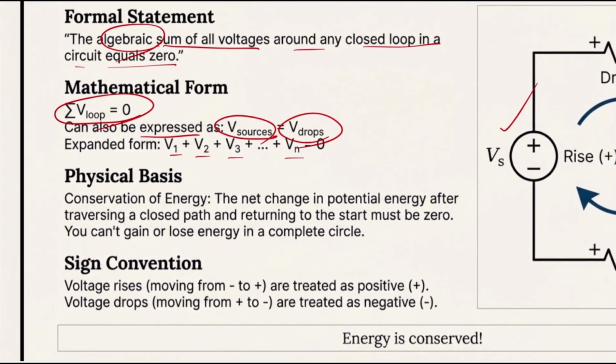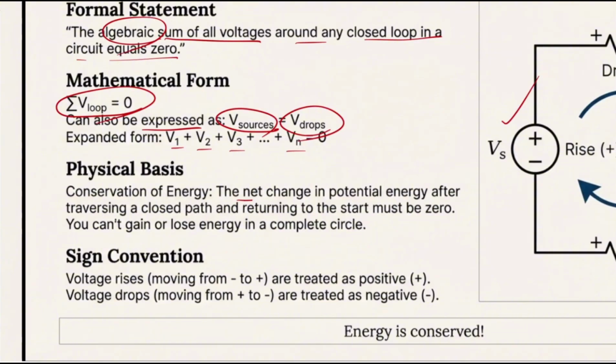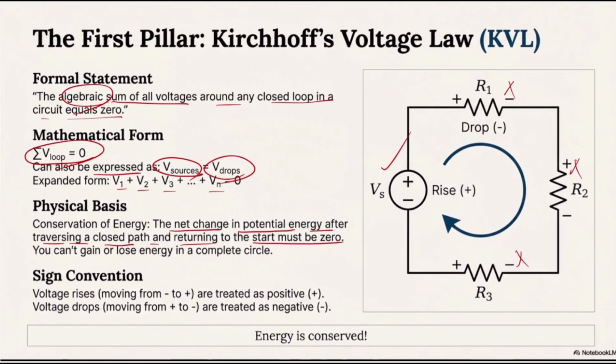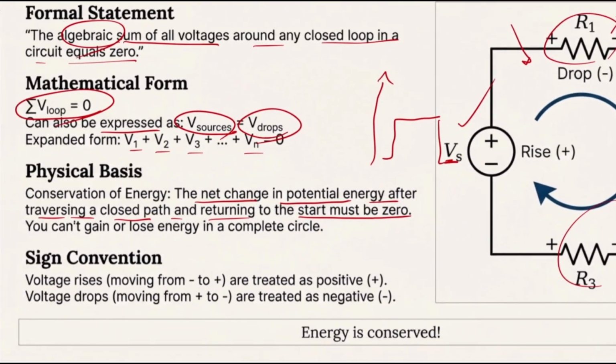Here's the physical basis: the conservation of energy. The net change in potential energy after traversing a closed path and returning to the start must be zero. It means that you have the energy, and my energy is going to boost up right now. Then because of all of these resistors, my energy should go down until it reaches zero. Then again, I have this loop and it's going to boost up. This is the fact about the KVL itself.